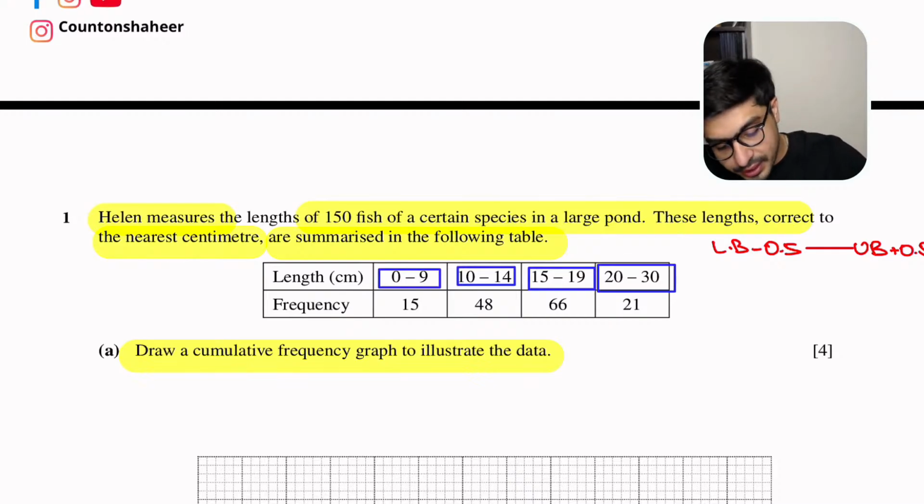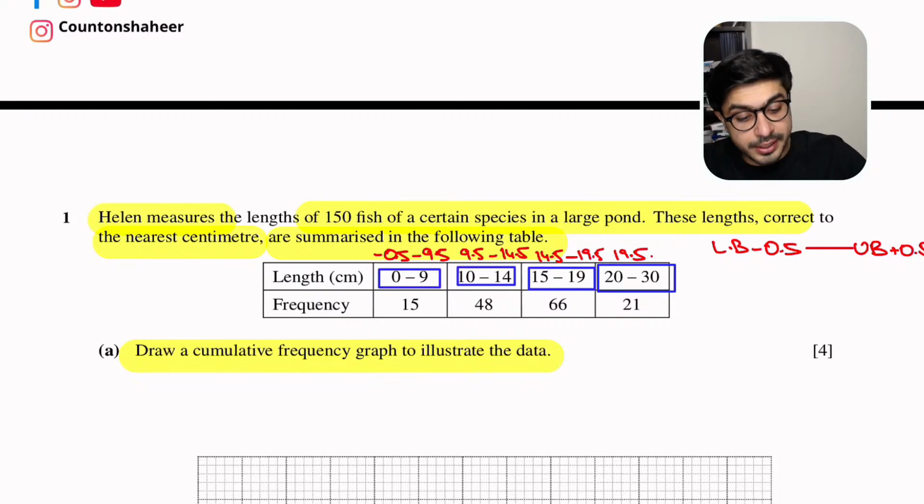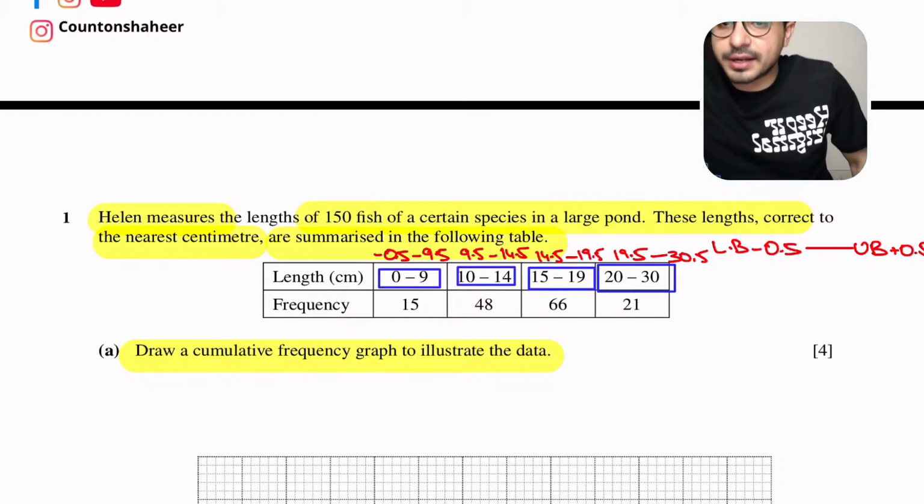So let's just come here and look at it like this. Negative 0.5 to 9.5, then what will this become? The 10, minus 0.5, so it's going to be 9.5 to 14.5, then it's going to be 14.5 to 19.5, and then it is going to be 19.5 to 30.5, and this is what it is going to be done, right? Now we have linked the class intervals.